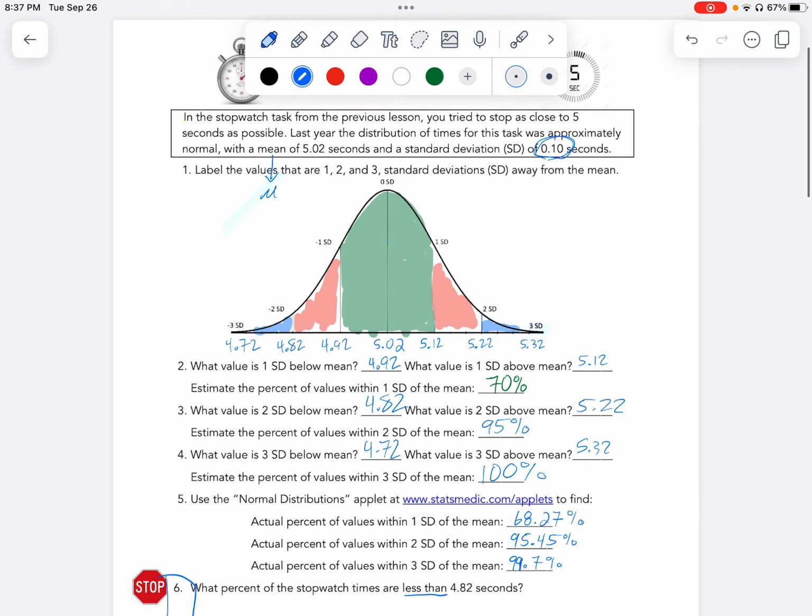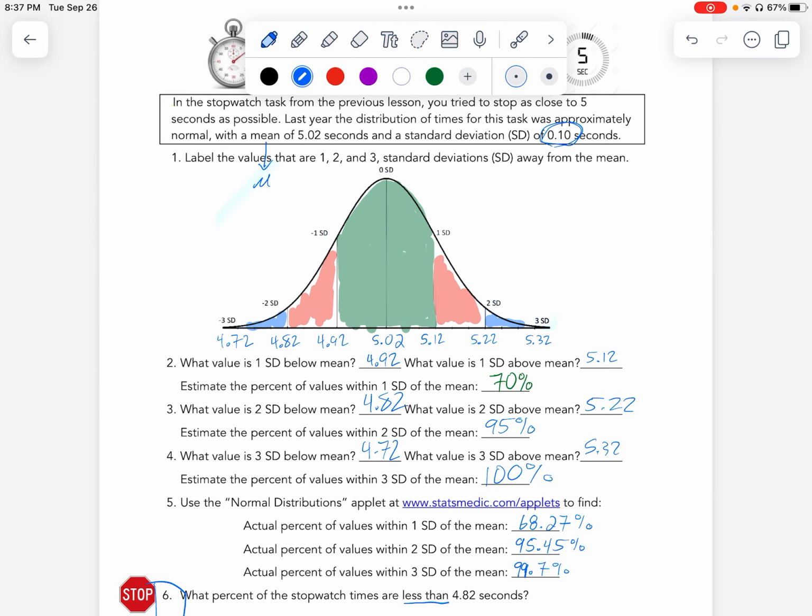Well, 4.82. Okay. Here's 4.82. So I just want this down here. Just want that little blue area. That's it. Okay. Well, what is this part in here?